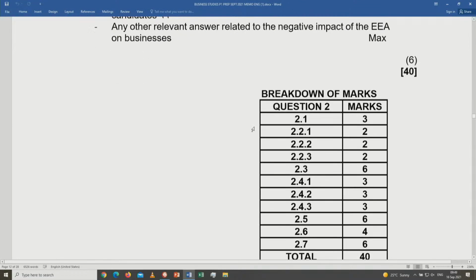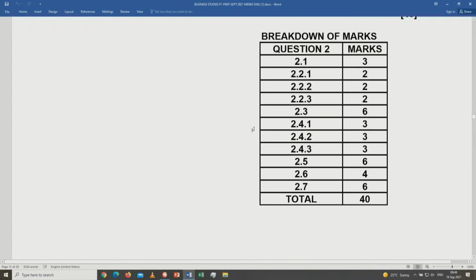And that brings me to the end of question 2. And there is a breakdown of marks. The total for question 2 is 40 marks. Let's go straight to question 3.